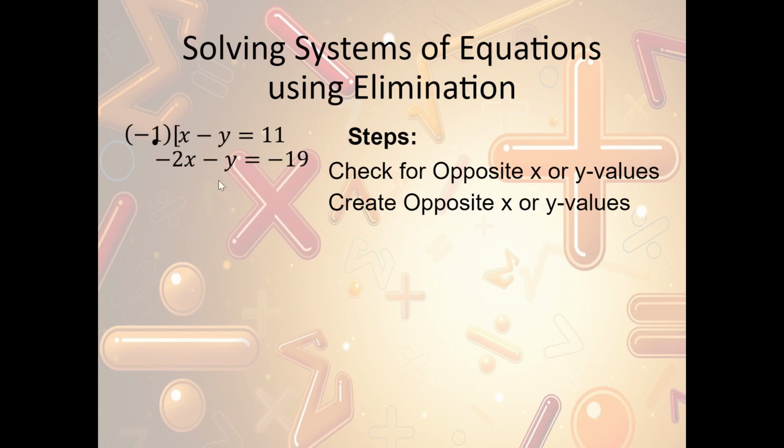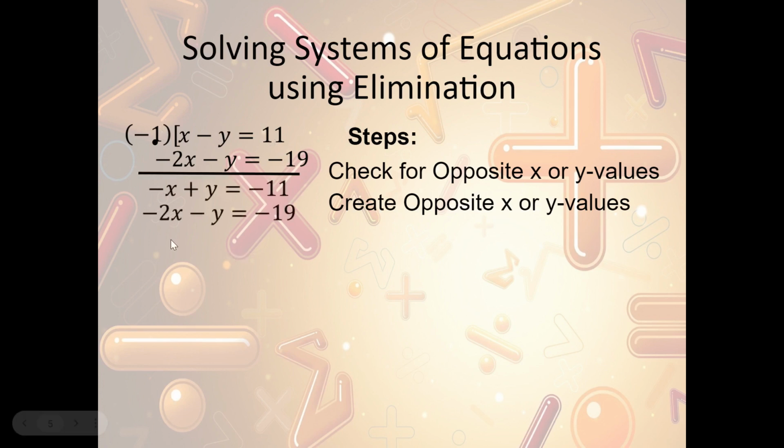Now, here's the deal. Anytime we multiply this, we have to multiply everything. So that's the x's, the y's, and the constants. Everything's got to get multiplied. So when we do that, we get -1 times x is negative x. -1 times negative y is positive y. And -1 times 11 is negative 11. So what we're left with now is negative x plus y is equal to negative 11. And the bottom one didn't change. So now, notice we have opposite x and y values.